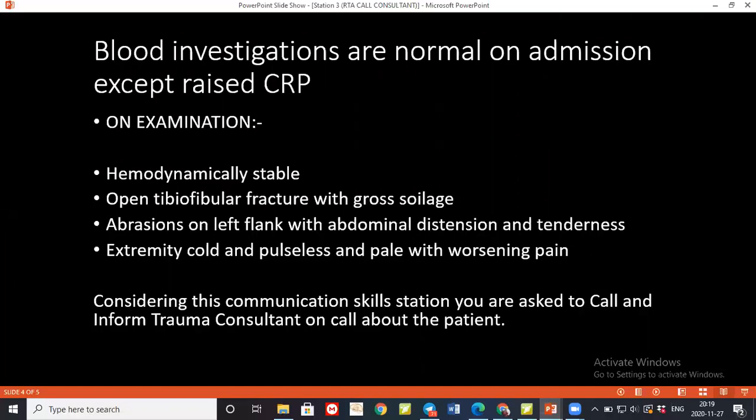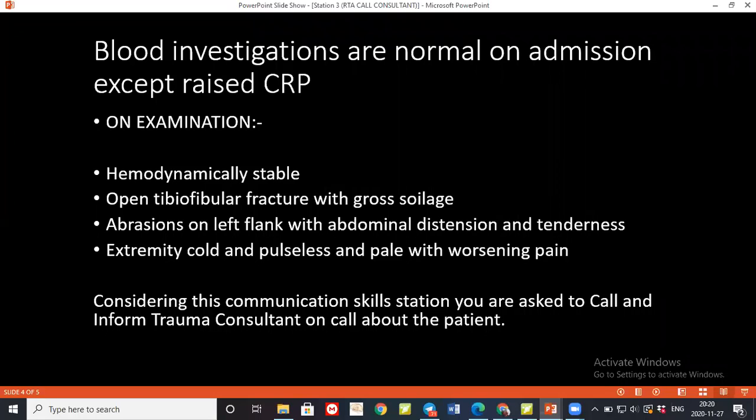Okay. So, why do you think the general surgeon had wanted to do an ultrasonography? Yes, sir. On examination, patient was having abrasions on the left flank side, and as we did a USG abdomen, he was suspecting that patient might be having some intra-abdominal injury, some visceral injury. That's why he ordered an ultrasound to rule out any visceral injury.